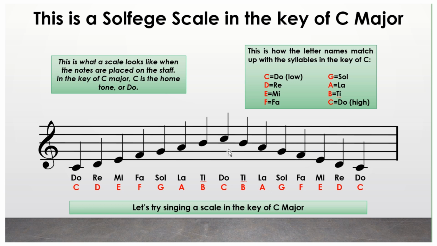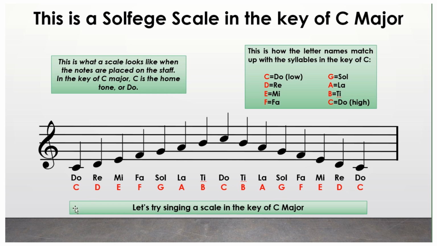When we move down to ti, notice we are still on the third line. Every time we have a third line note, that will be ti. La will be found in the second space. So is always found on the second line in the key of C. Fa is always found in the first space. Mi is on the first line. Re is the space note beneath the staff. And we're back down at low do, the line note underneath the staff.